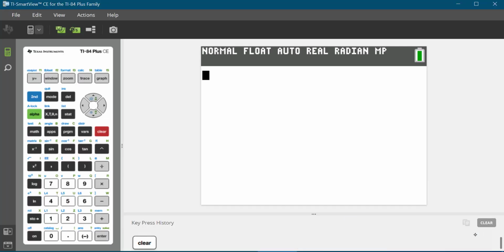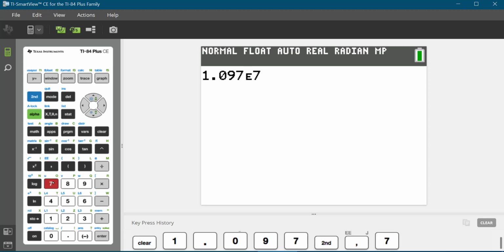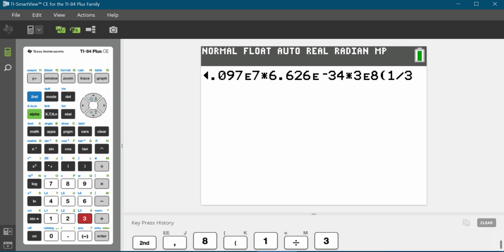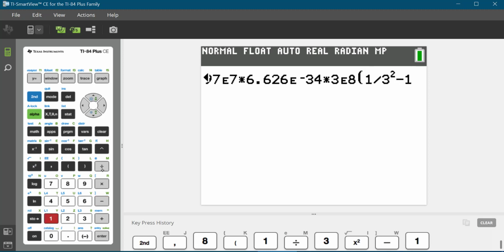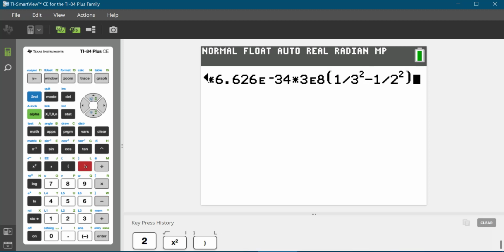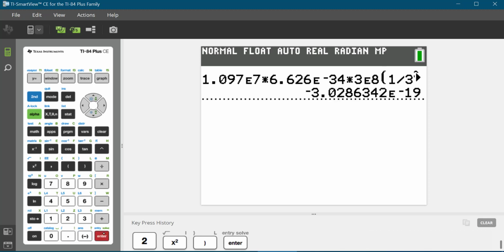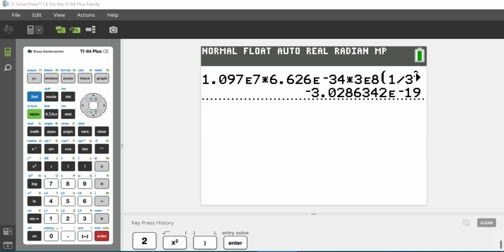Let's put this in the calculator and solve. So how do we do that? Well, R is 1.097 times 10 to the 7th times 6.626 times 10 to the negative 34 times 3e8. Open up my parentheses. I have 1 divided by 3 squared minus 1 divided by 2 squared. Close my parentheses. That's all I'm doing. And I get 3.03 times 10 to the negative 19 joules.